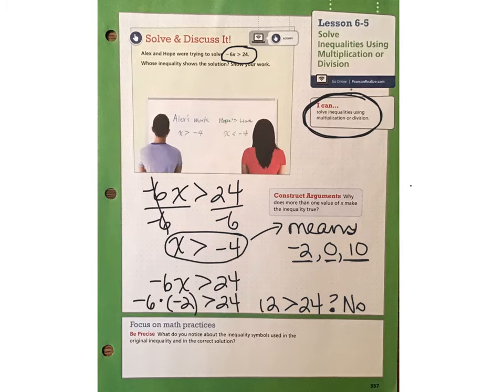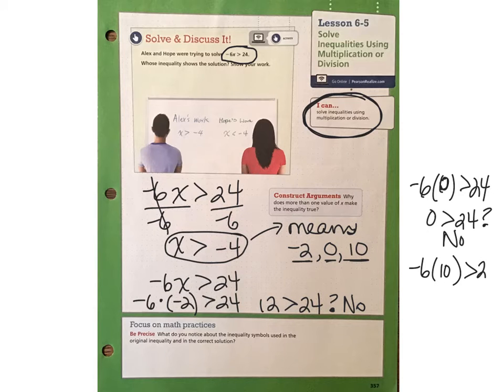Well, what happens if I substitute 0 in place of x? So now I have negative 6 times 0 is greater than 24. Well, negative 6 times 0 is 0. Is 0 greater than 24? The answer again is no. So what if I try a bigger number, like 10? Surely that's going to work. Well, negative 6 times 10 is negative 60. And is negative 60 ever bigger than 24? Again, the answer is no.